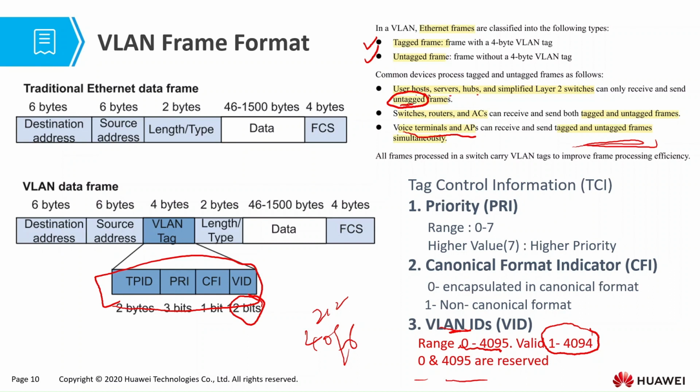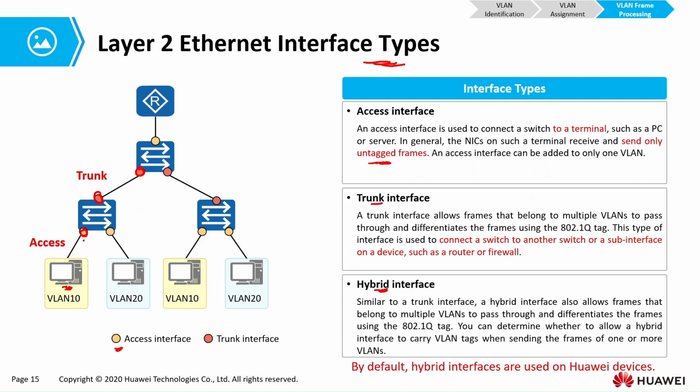Because of the trunk interface, you will process frames belonging to multiple VLANs. But the hybrid interface, at the same time, can also behave like an access interface. So we are going to look at each of the interfaces in detail before we move on to understand how to do the configurations there.